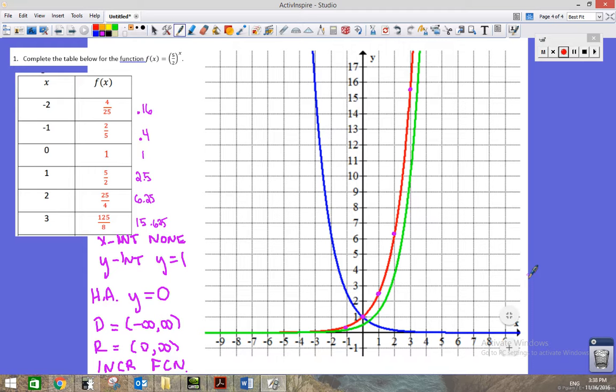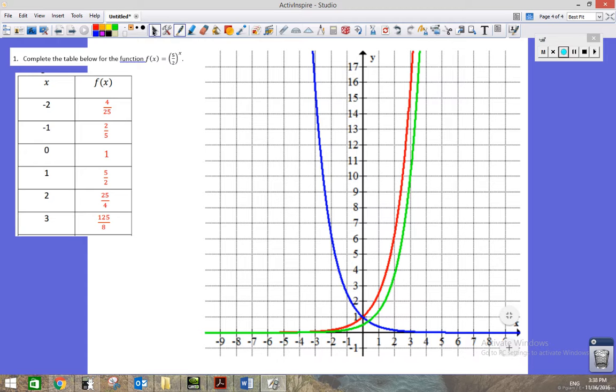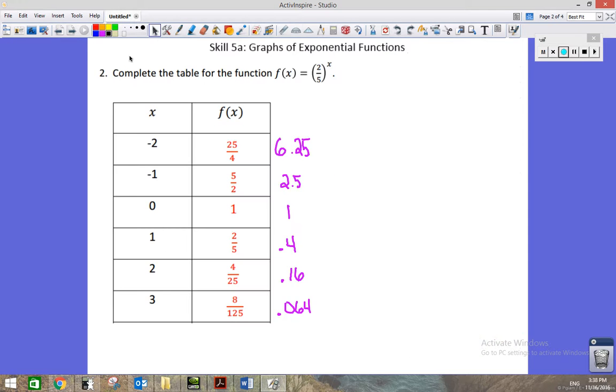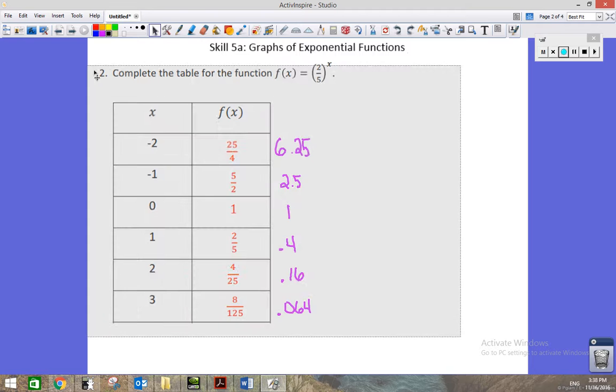Okay. So let's now come and take a look at the table for number 2. We know that the table for number 1 was the red graph. So let's clear this and take a look. Let's get rid of this guy. And let's go get that graph for number 2, the table for number 2.